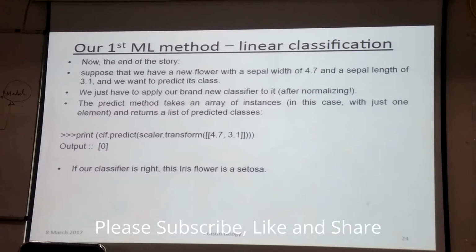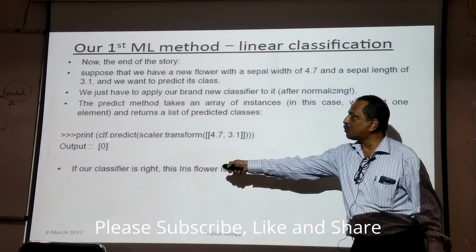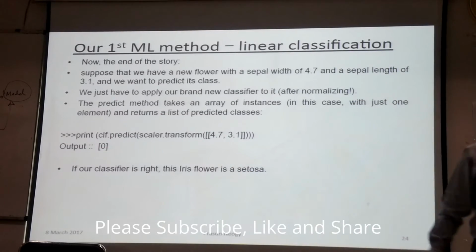So now to end of the story, if we have a new flower with a sepal width of 4.7 and a sepal length of 3.1, how to predict the class? So what we do is print CLF.predict scalar transform this new value and the output comes 0. তার মানে 0 মানে এটা সেটোসা. I can change these values 4.7 and 3.1 to something else and then try to predict the output will be coming different.